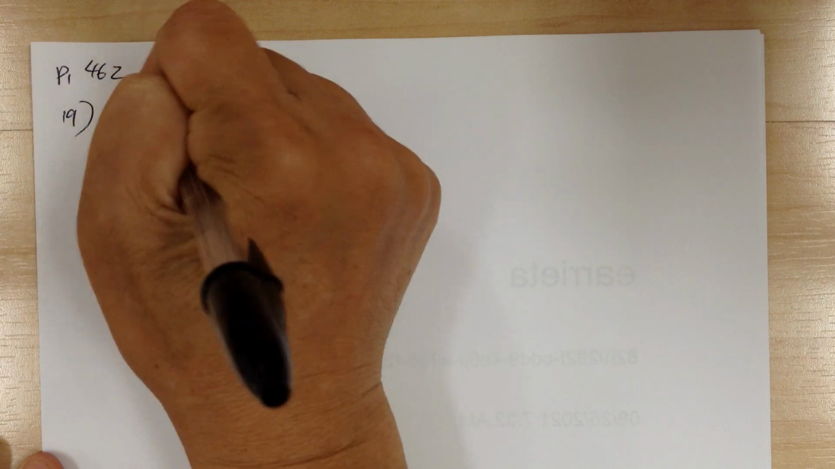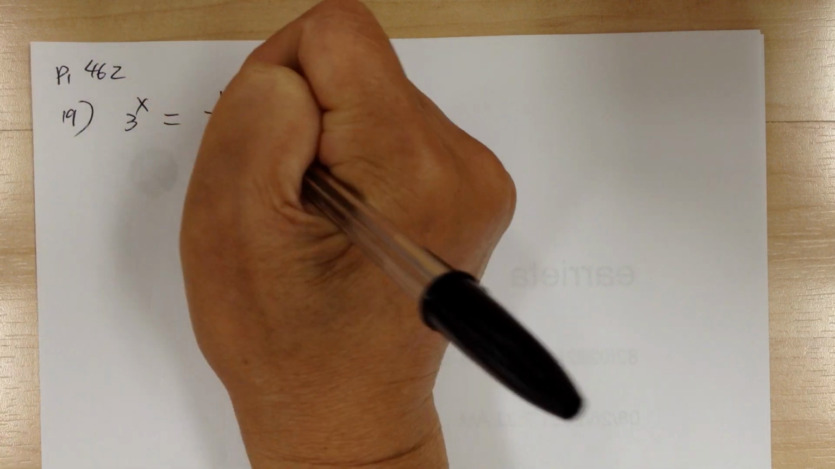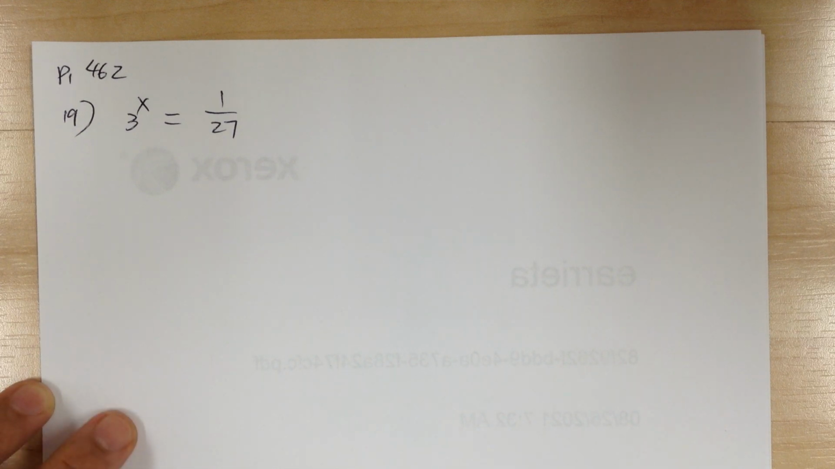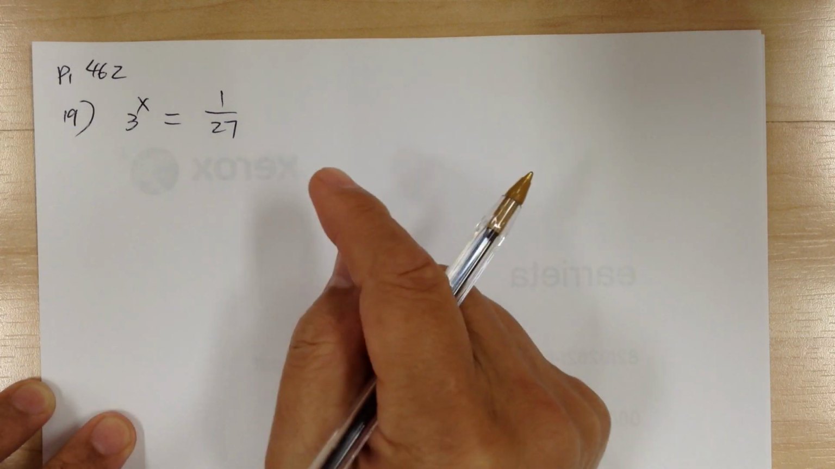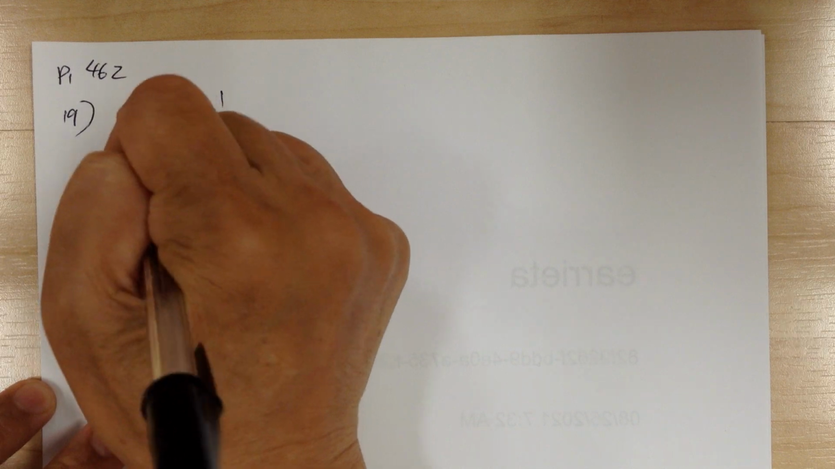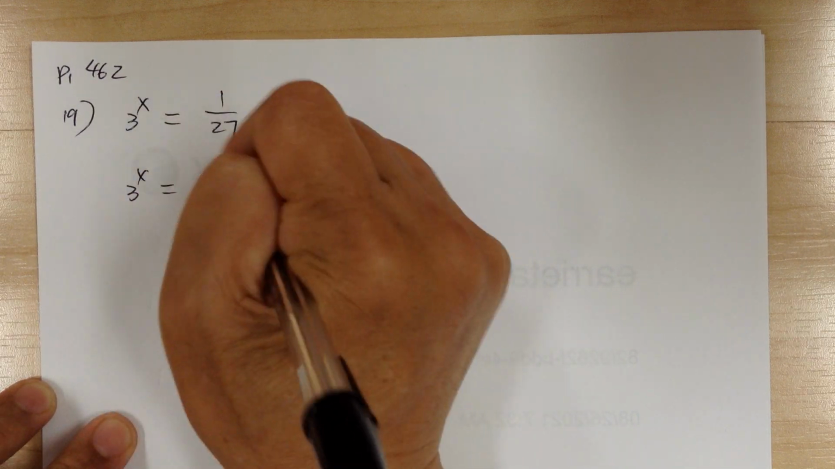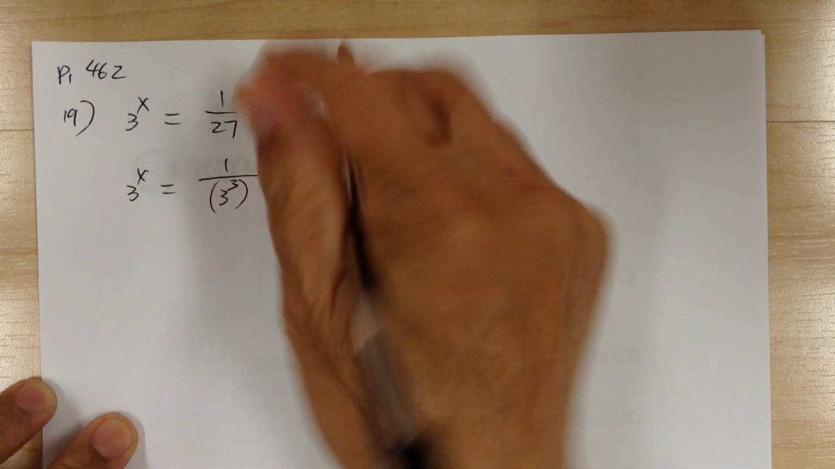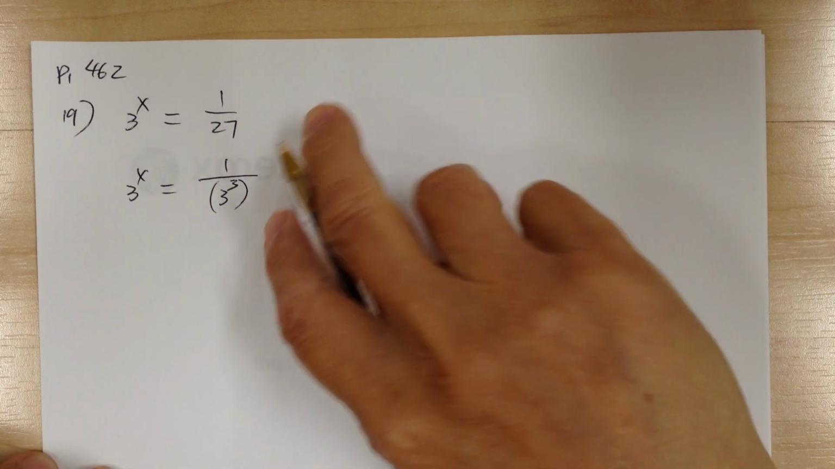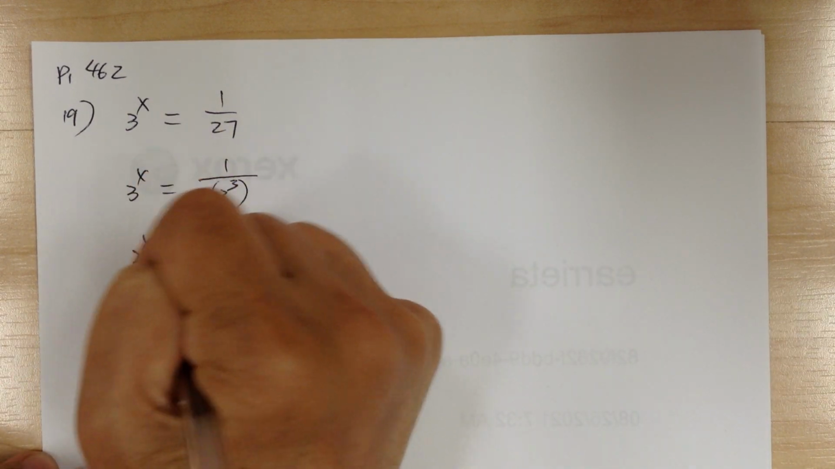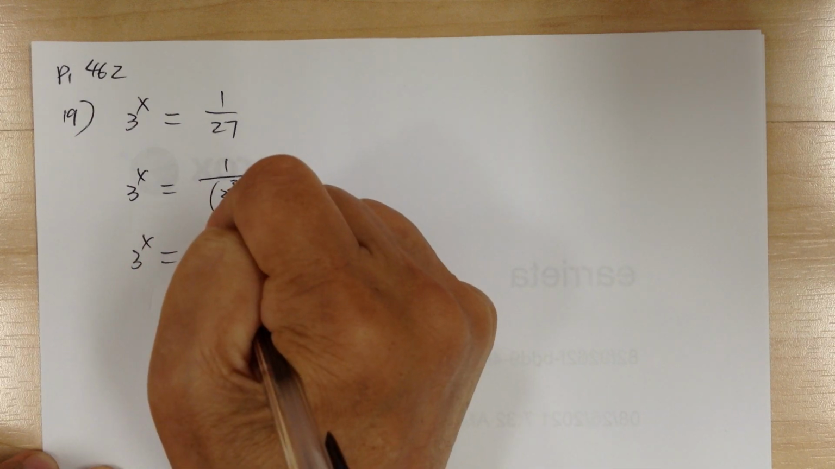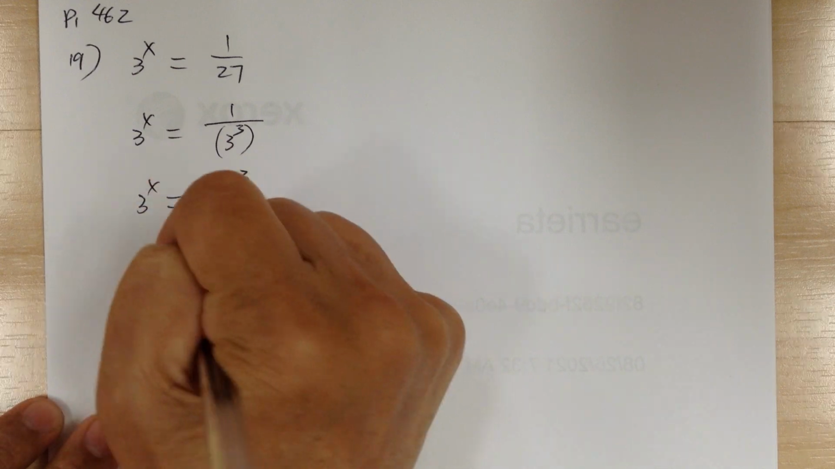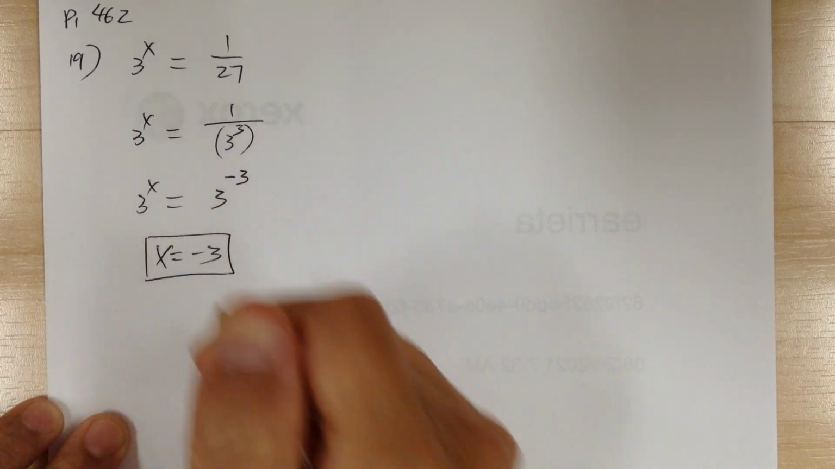So you got 3 to the x equal to 1 over 27. Again, the key to solving is you try to make the base the same on both sides. So 27 is equal to 3 to the 3 power, right? So change that into this. Then after you're going to flip it over so that it looks the same on both sides. So it becomes 3 to the negative 3 power. So by matching, you can see that x equal to negative 3.